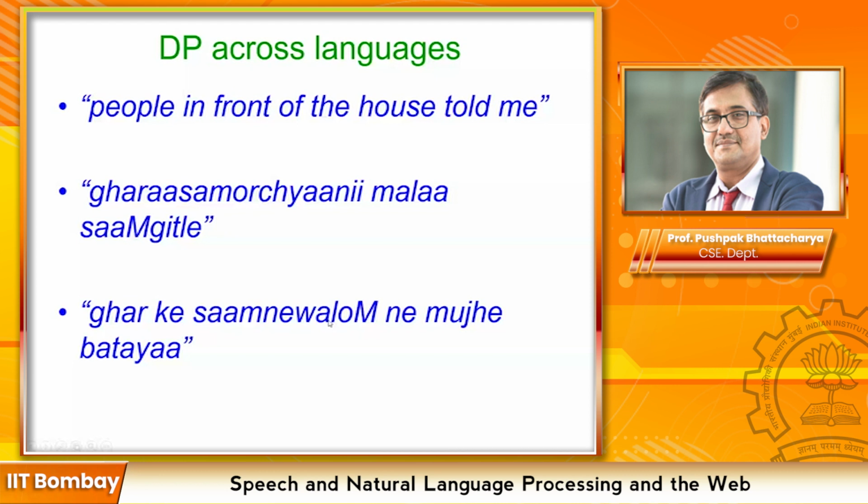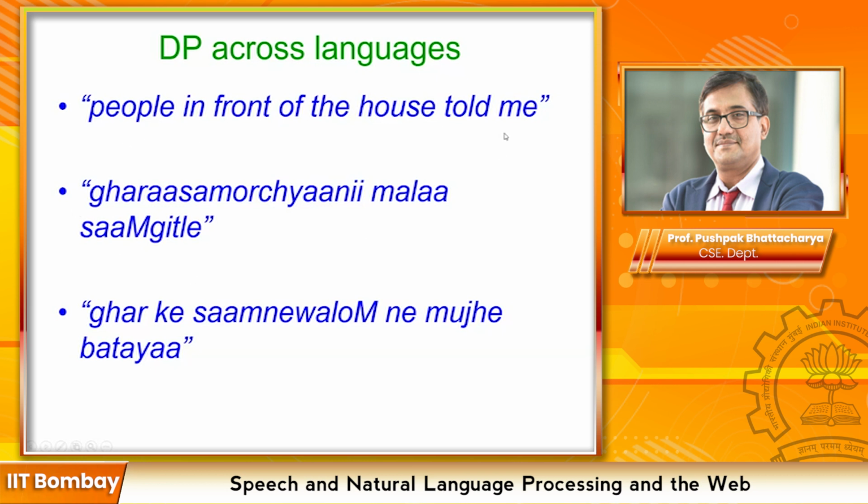So there will be 7 shifts into the stack, but in Marathi there will be 3 shifts into the stack. You see, Ghara samorchi ani mala sangitle, only 3 words, and then there will be a dependency from Ghara samorchi ani to sangitle. Sangitle is the main verb, so root to sangitle, and there will be an arc from sangitle to Ghara samorchi ani, and from sangitle to mala also. So this dependency tree will be very simple. One root word and 2 dependents.